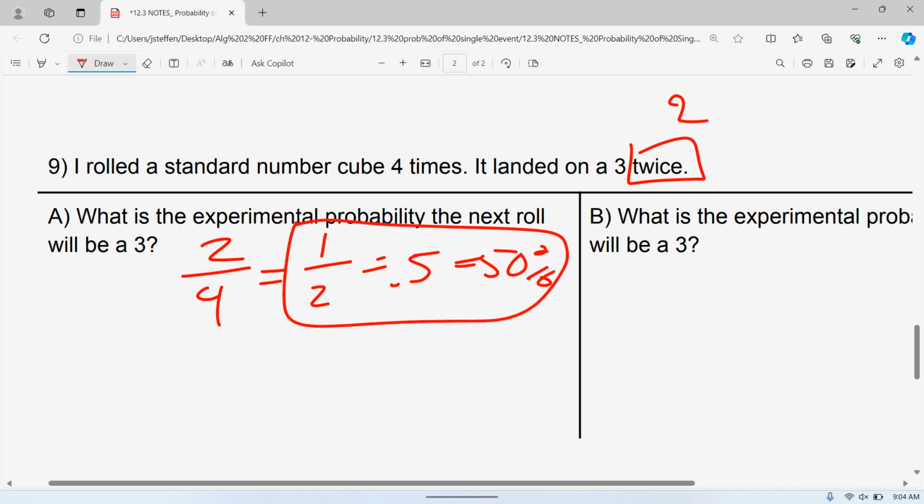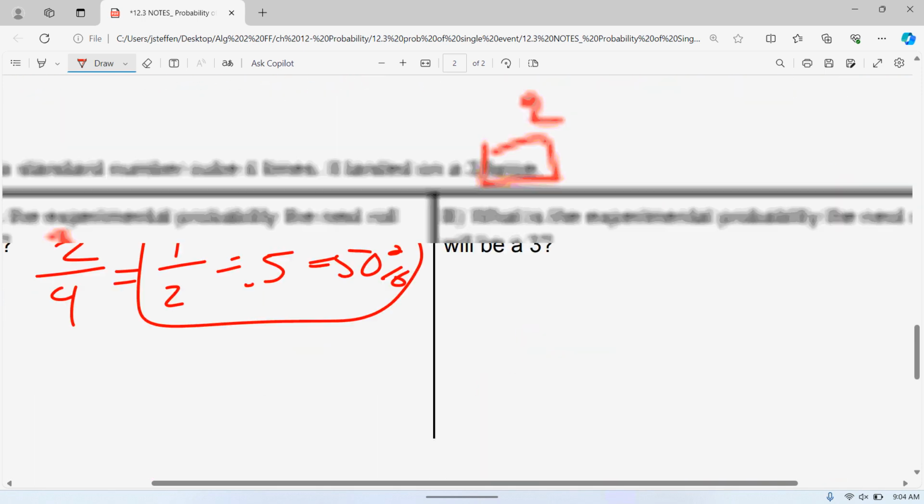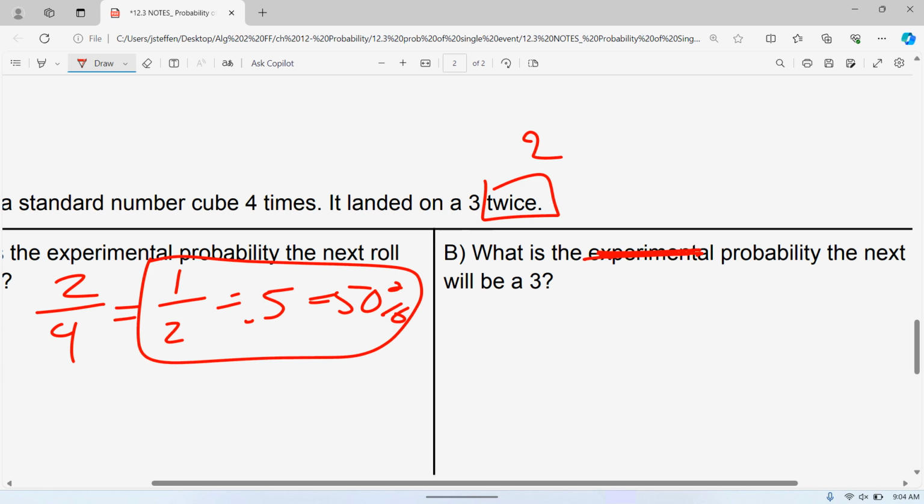We ran an experiment. We rolled that dice 4 times. It landed on 3, 2 out of those 4 times. The experimental probability is, that's funny, I didn't change that one. Sorry, one of them should say, I guess you can pick which one, this should be theoretical. Make sure I change that for later. What is the theoretical probability? Well, again, now we're looking. The dice has 6 sides. One of them is a 3, so 1 out of 6. So that is 0.17 when you round, which is 17%.